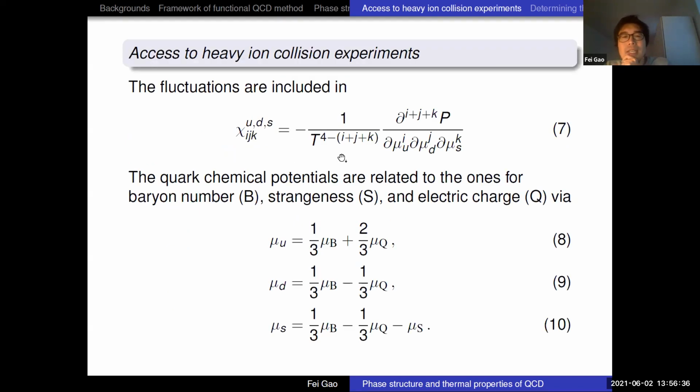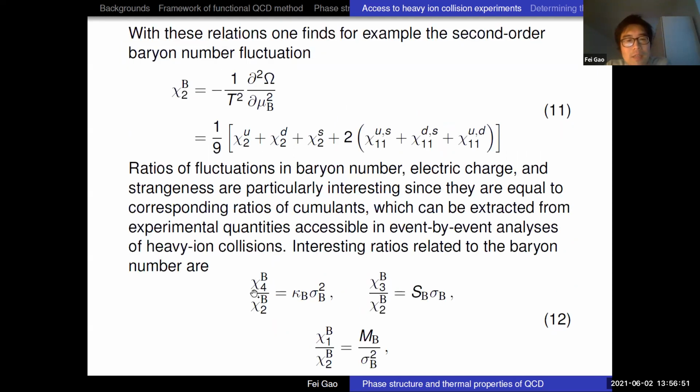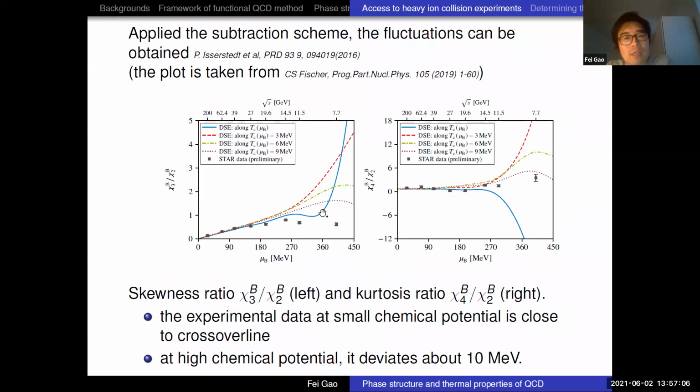So first, as I said, we have the pressure here, and the fluctuations can be computed from the chemical potential derivatives of this pressure. The ratio of these fluctuations can be directly extracted from the experiments, so this is a straightforward comparison with the experimental data. Here are some DSE computations based on the rainbow ladder truncation.